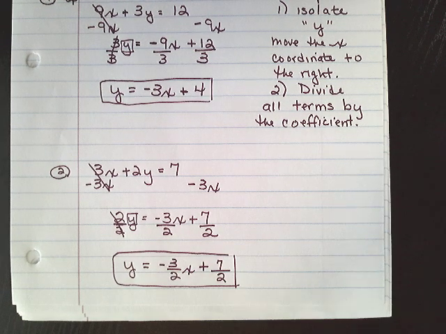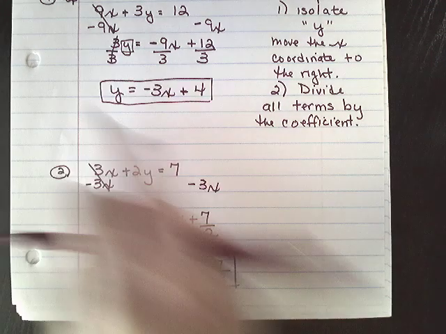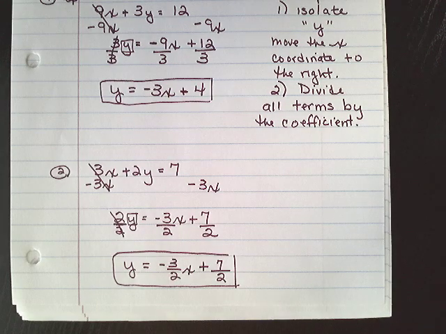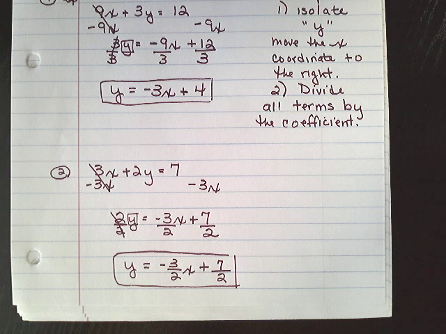So very simply, all we're going to do is move the x to the other side of the equation by adding its opposite, and then divide by whatever number is the coefficient in front of your y. Divide every term by that, and you are done. You now have it into slope-intercept form.